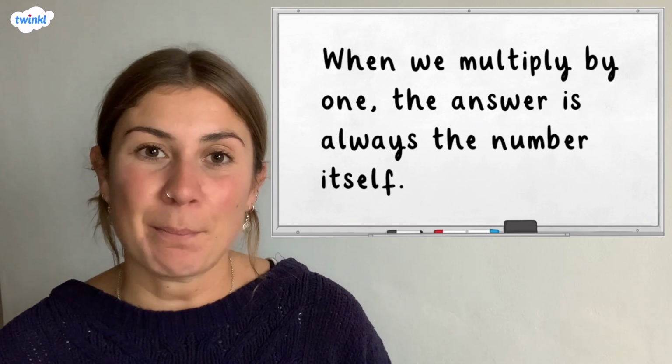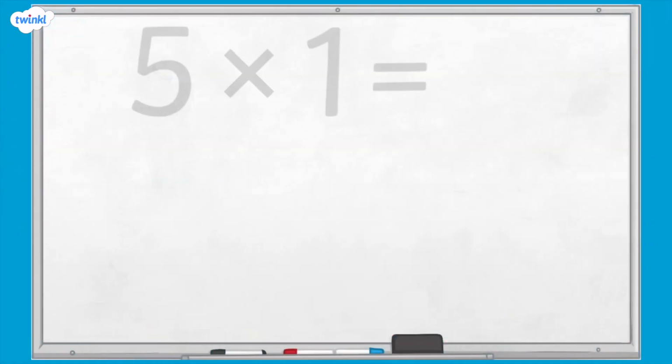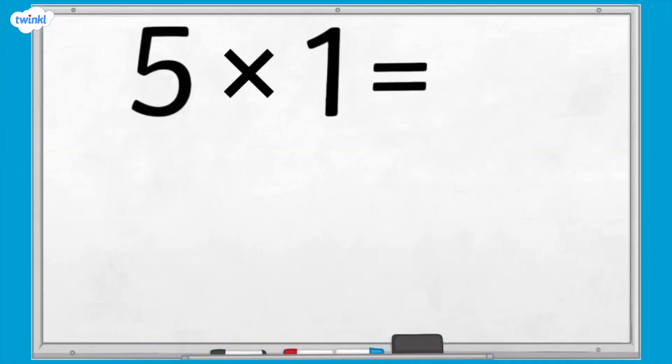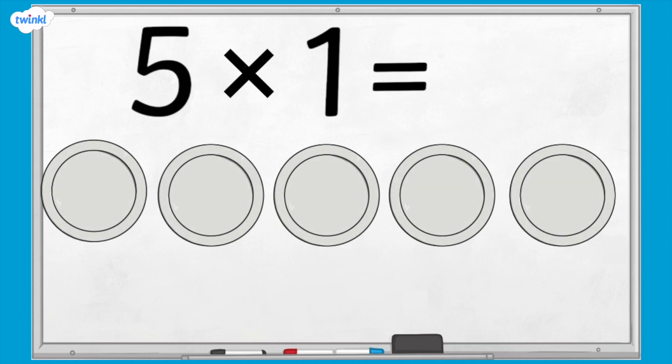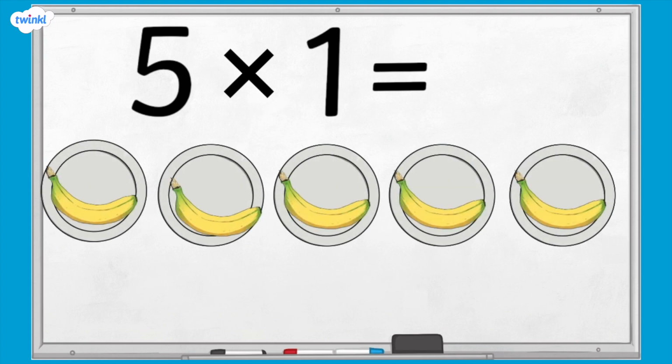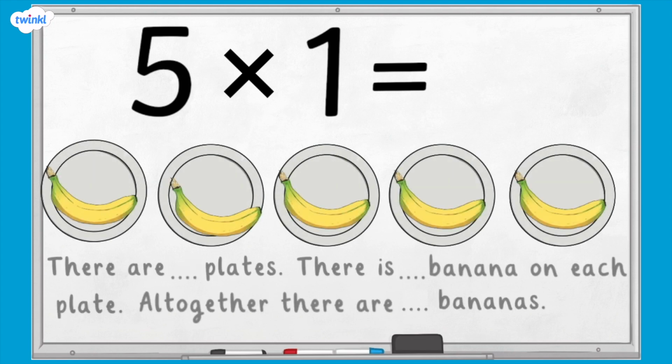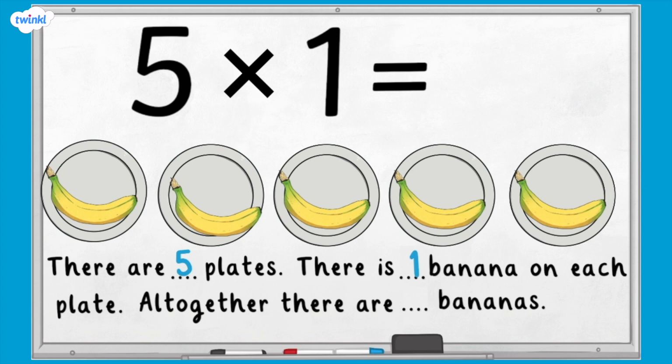Let's look at an example to help explain this. Here I have the calculation 5 times 1. To help us calculate the answer, let's use pictures. On the screen I have 5 plates. Each plate has 1 banana on it. I'm going to fill in the gaps in the sentence using the pictures to help me. There are 5 plates. There is 1 banana on each plate. Altogether, there are 5 bananas. Now I'm going to write the calculation. 5 times 1 equals 5.